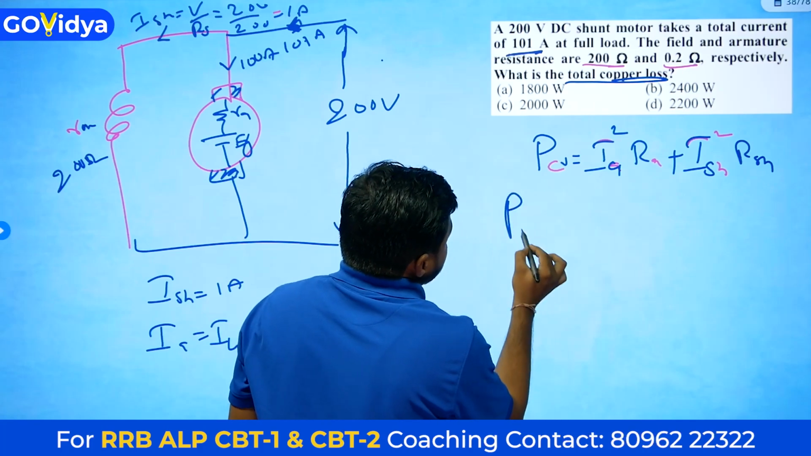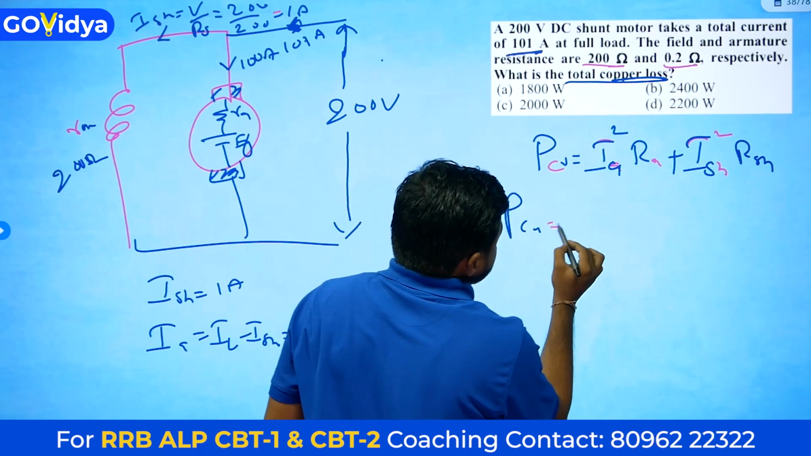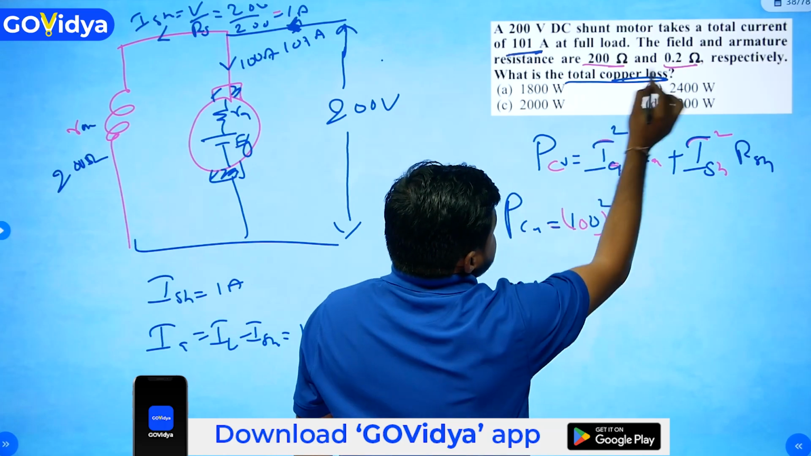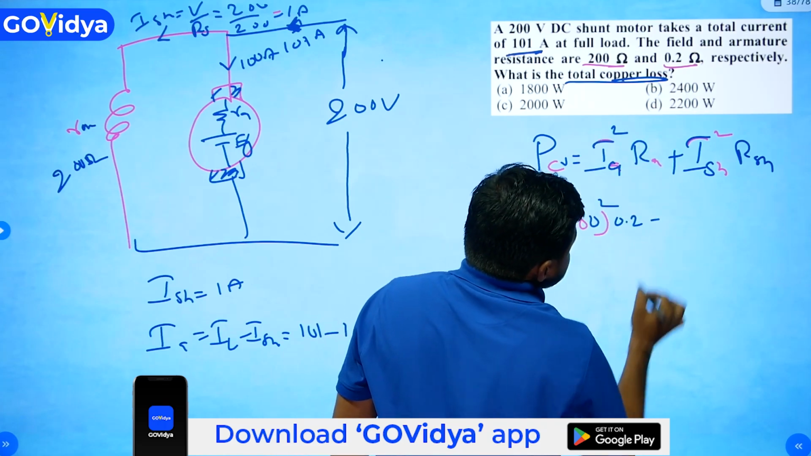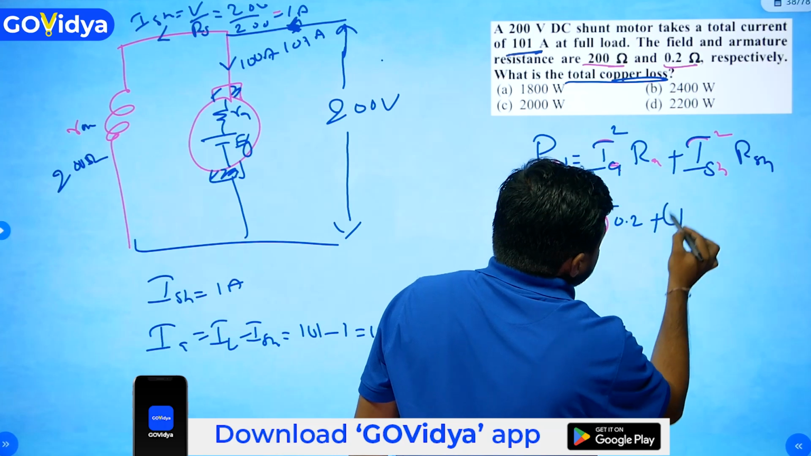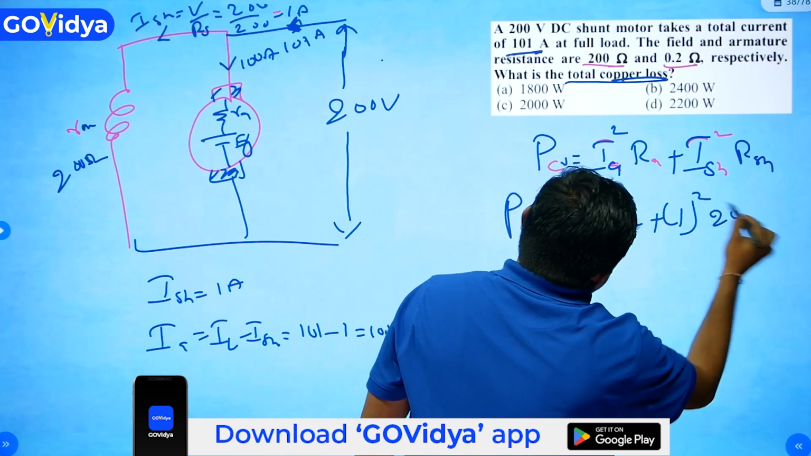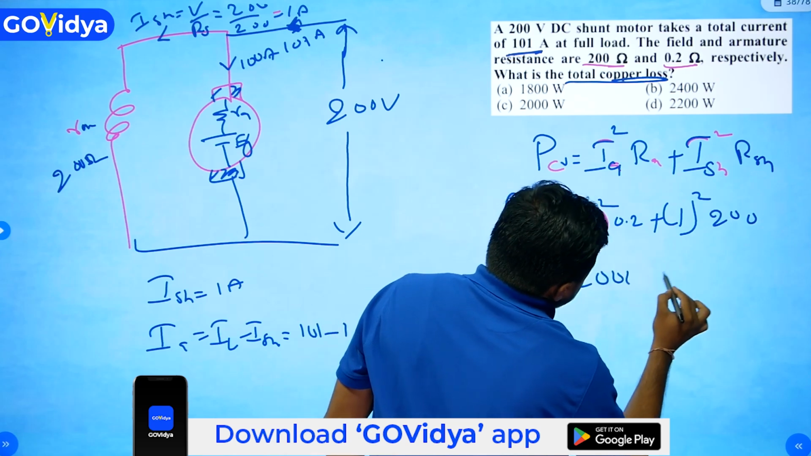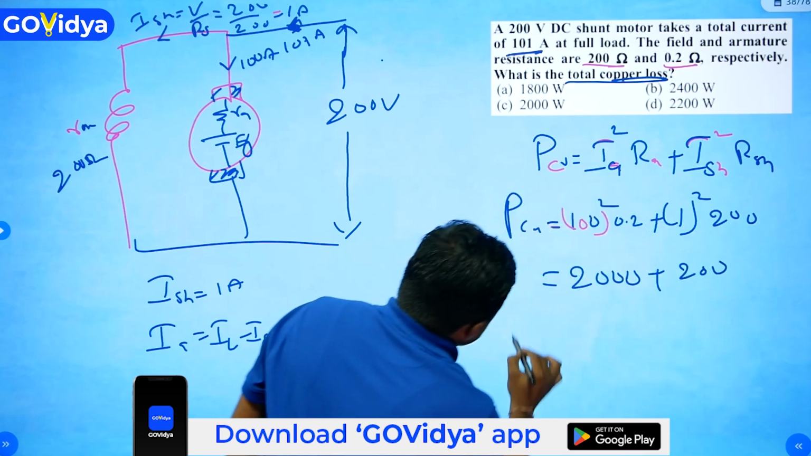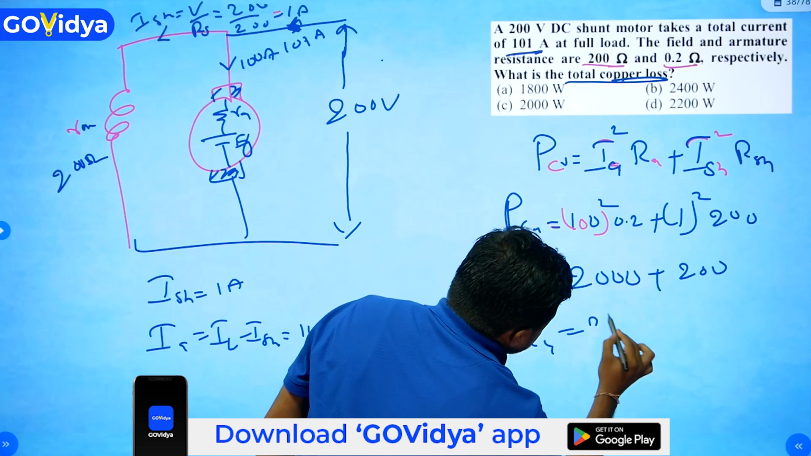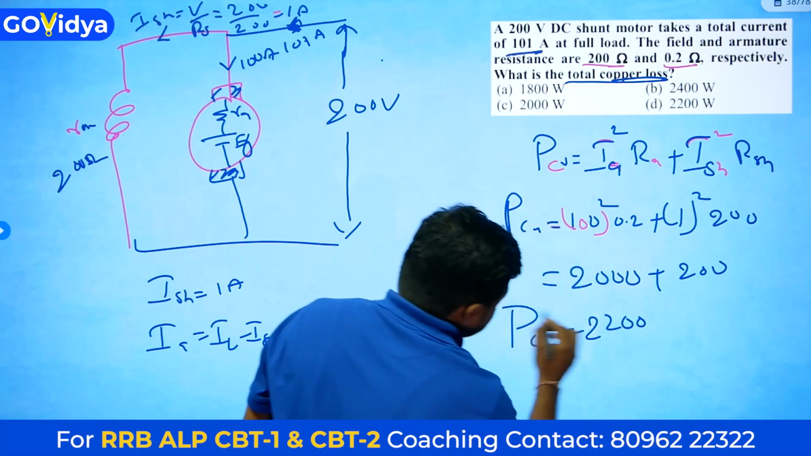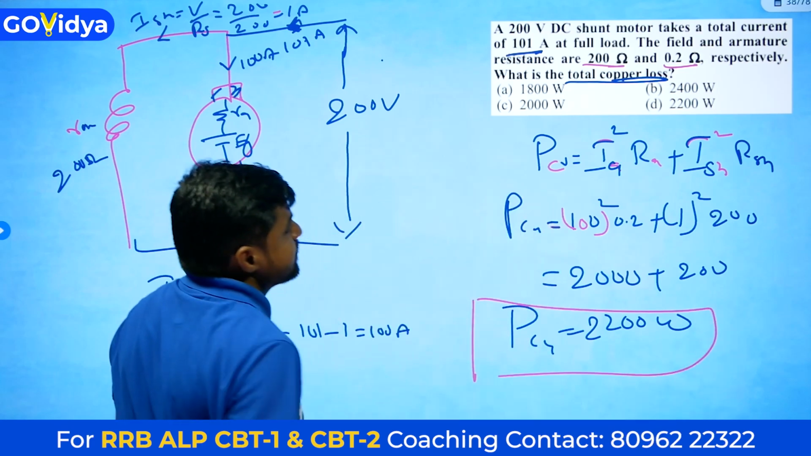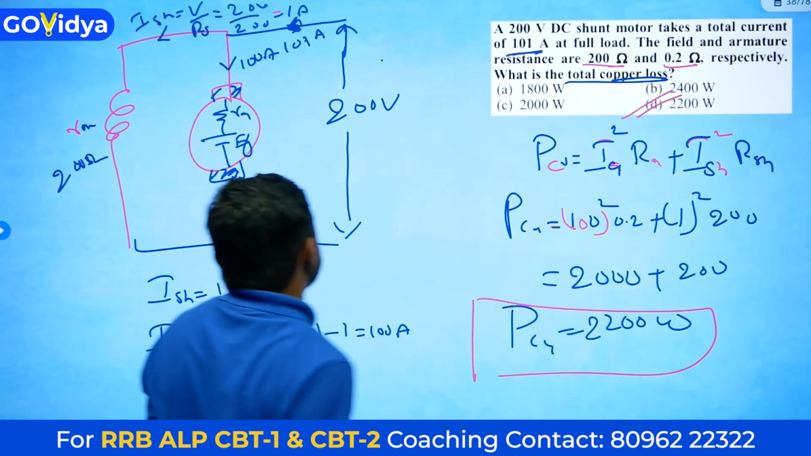Now we have to find copper loss. PCU, copper loss, is equal to IA square RA plus ISH square RSH. Armature current is 100 amperes, 100 square into armature resistance 0.2, plus ISH 1 square into 200 ohms. We get 2000 plus 200. Total copper losses is equal to 2200 watts. From the options, option D is the correct answer.